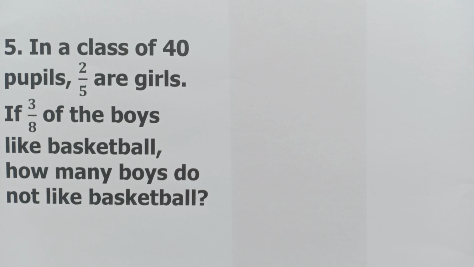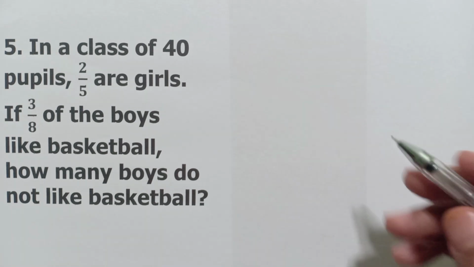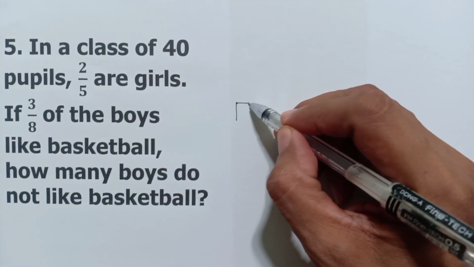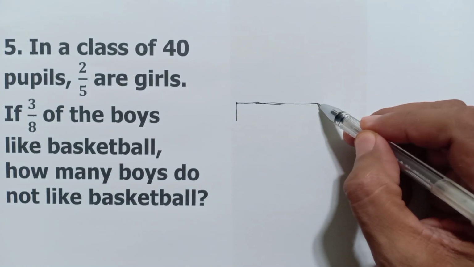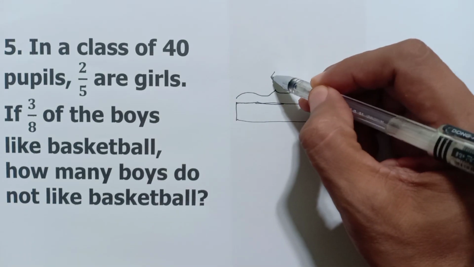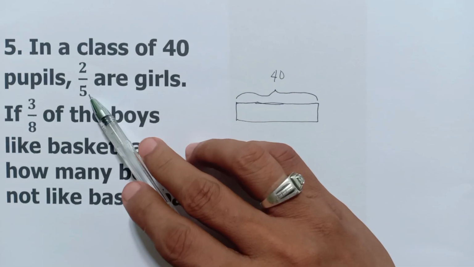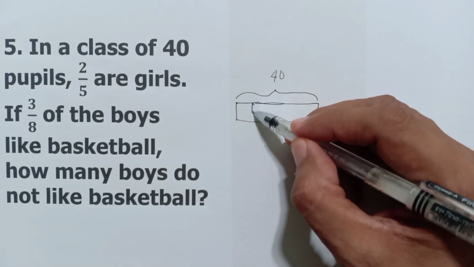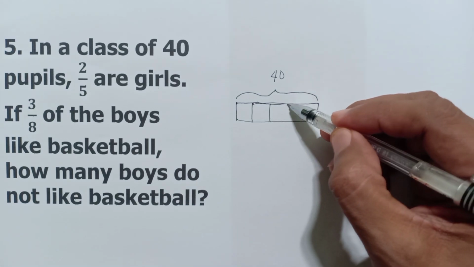Okay, let's go to our last problem. Number 5. In a class of 40 pupils, 2/5 are girls. If 3/8 of the boys like basketball, how many boys do not like basketball? So let's draw a block that represents 40 pupils. So let me draw a block. Okay, assuming this block represents 40 pupils. Then we need to have 2/5 to get the number of girls. So we need to divide this into 5 parts. So assuming the parts are equal.